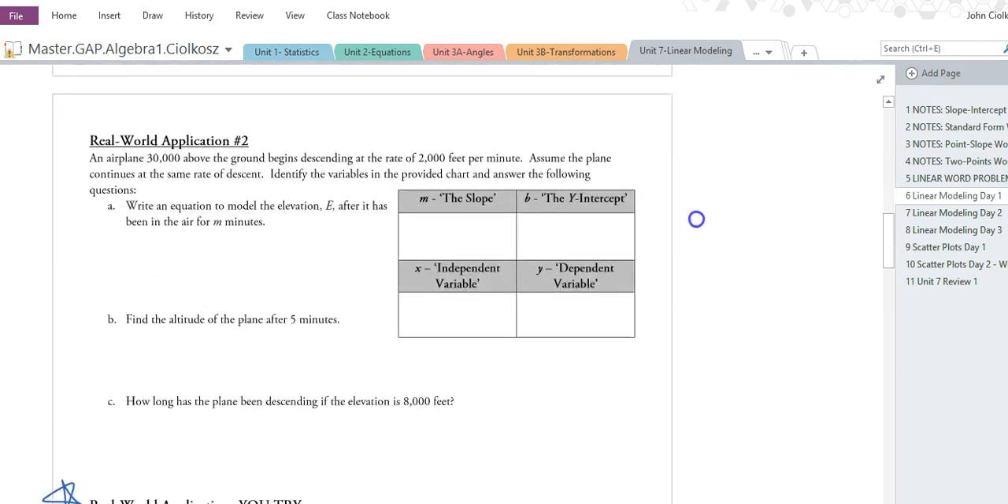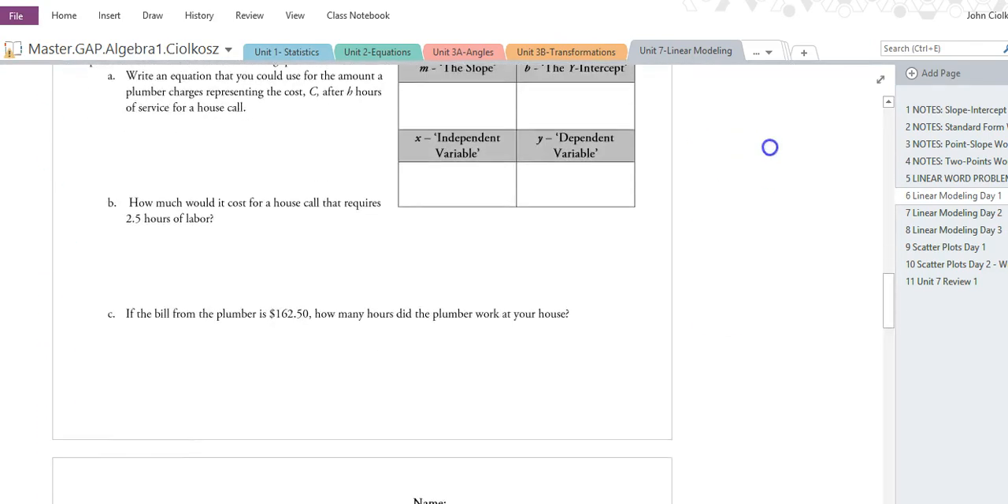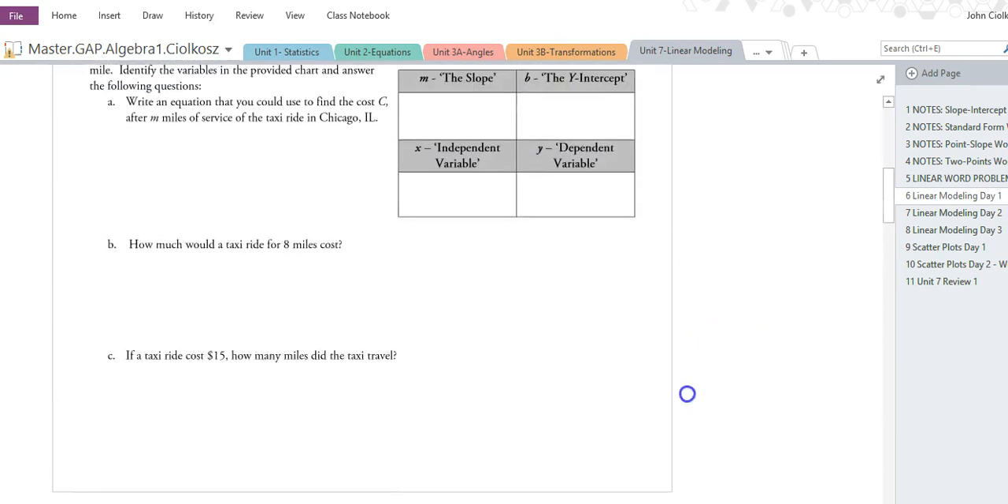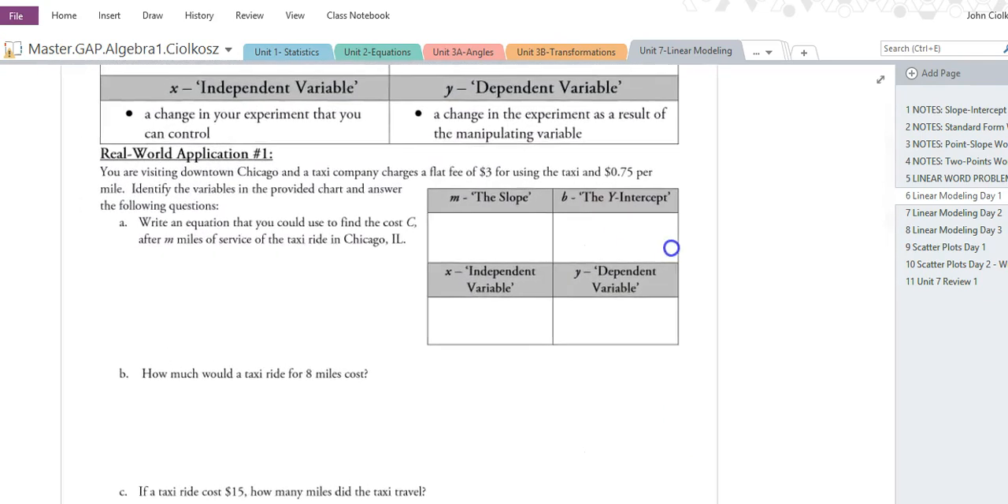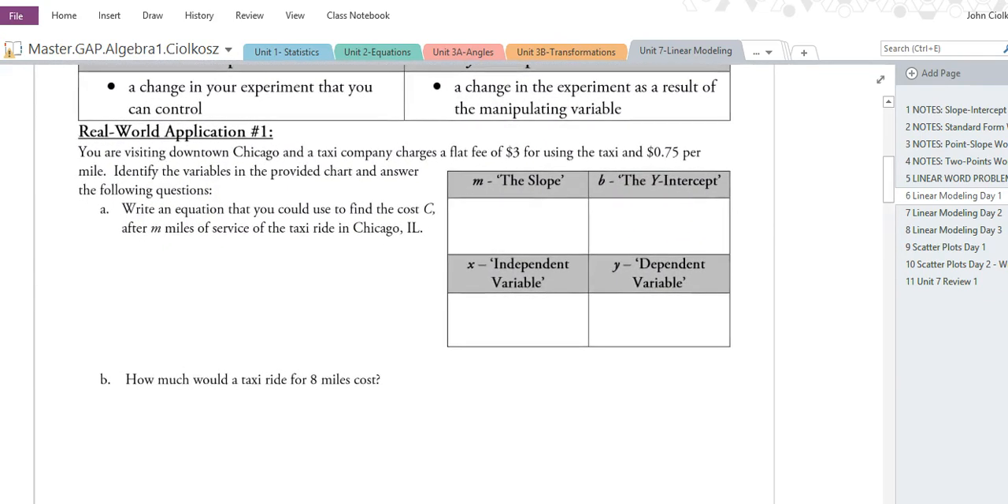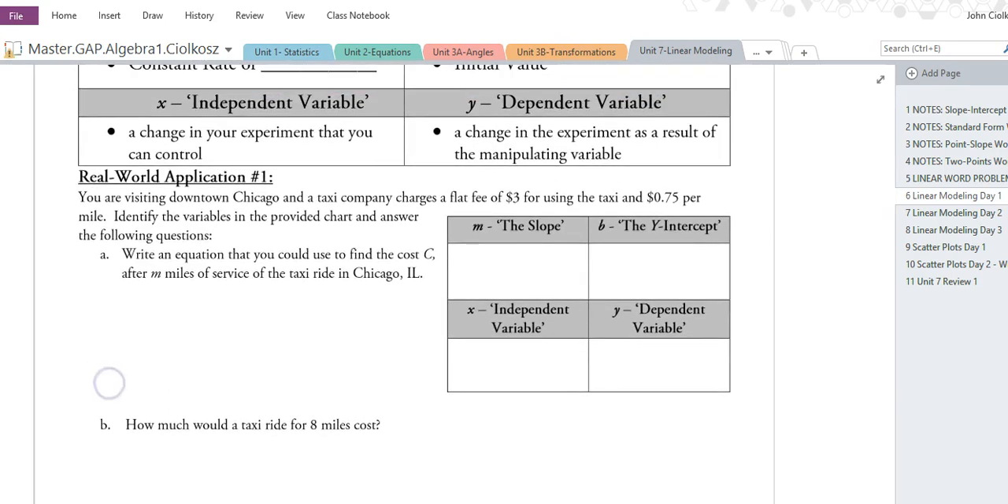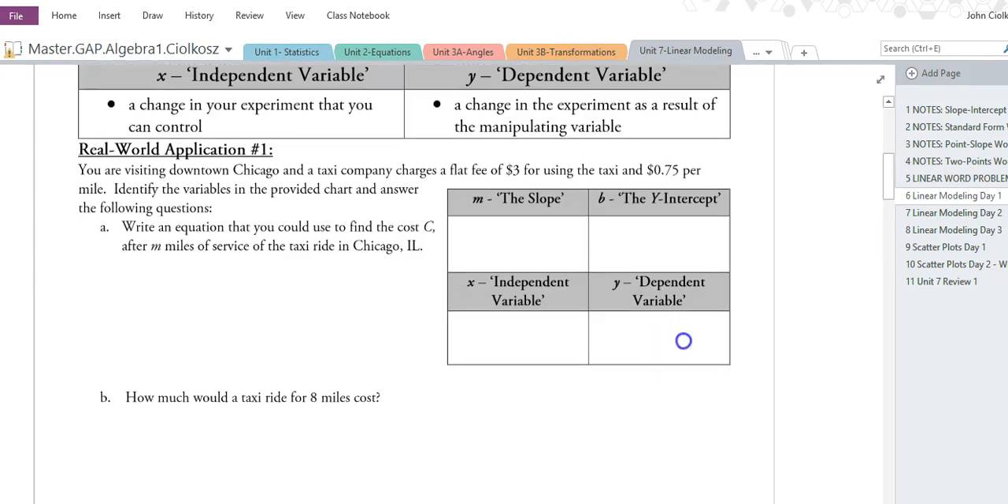We're going to do the first 2 problems together, and the rest of these will be left as practice. So for our first one, real world application 1, just some quick vocab here. X is always going to be our independent, Y is our dependent. The independent is a change in your experiment that you can control, so that you're measuring against. Y is the outcome. It's what we're going to see our independent affect.